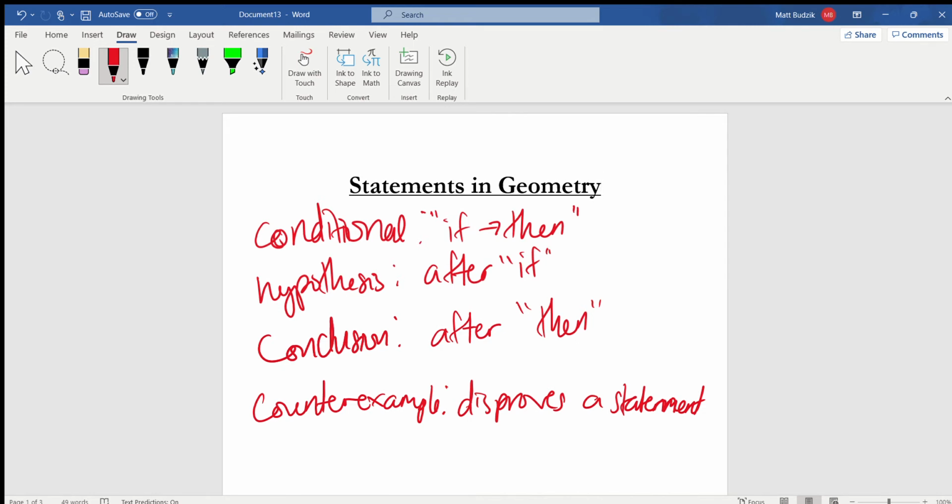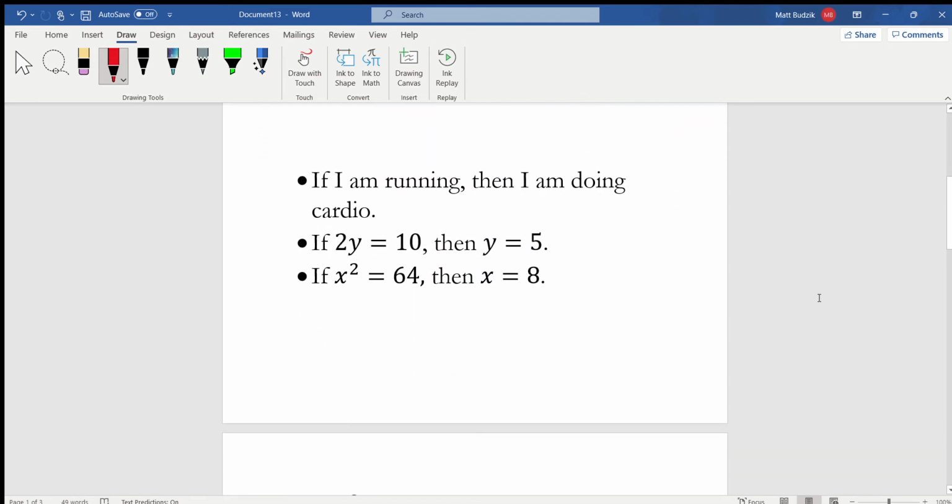All right, so let's take a look at three conditional statements. Okay, first one. If I am running, then I am doing cardio. Well, if you're out on a run, you absolutely are doing cardio. So this is a true statement. Since it's true, no need to provide a counterexample. We're set, we're done. Hypothesis, I am running, in green, and then that conclusion is I am doing cardio, that's in yellow. All right.